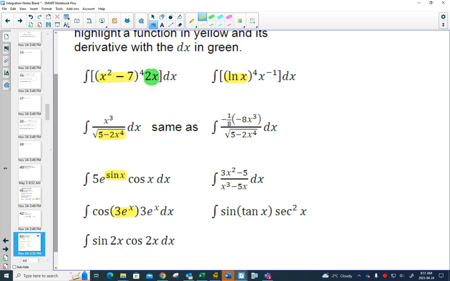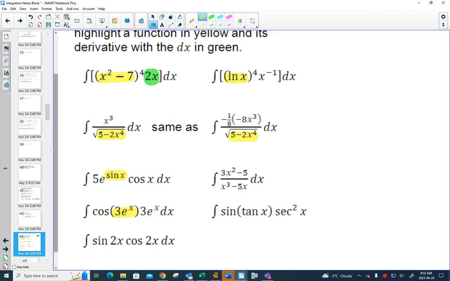Well, this one we did already. I can still highlight it again. The third one on the column on the right gets a little bit more complicated, okay? Because it's not as obvious that something is inside of another function.